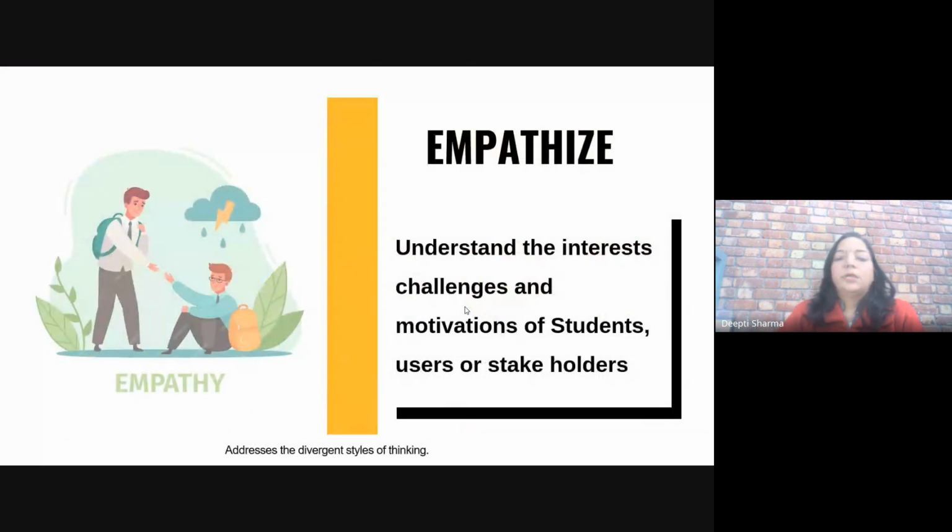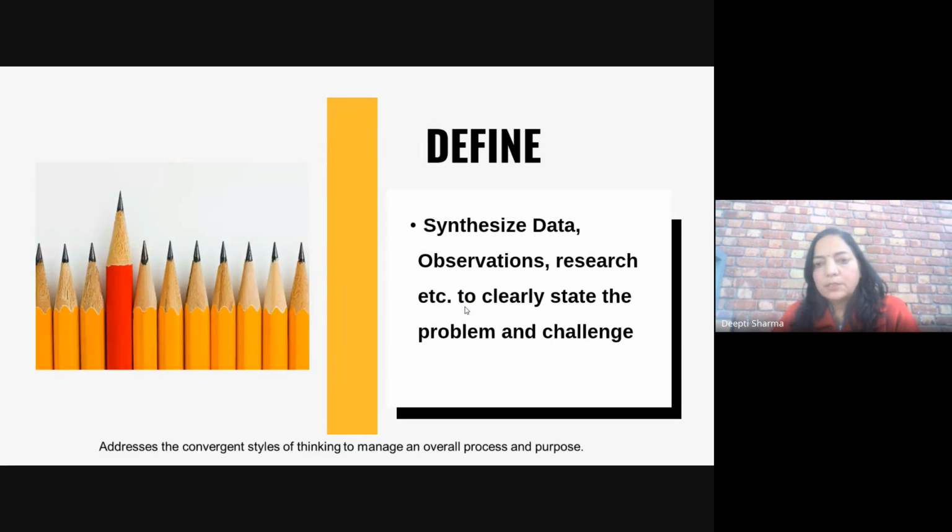Now let us discuss these phases in detail. First is to empathize. Empathize involves addressing the diverse styles of thinking, understanding the interests, challenges, and motivation of students, users, or stakeholders. Empathizing is a more human-centric approach, and we are connecting with our students one-to-one. We have various methods for doing this. We will discuss these methods later on.